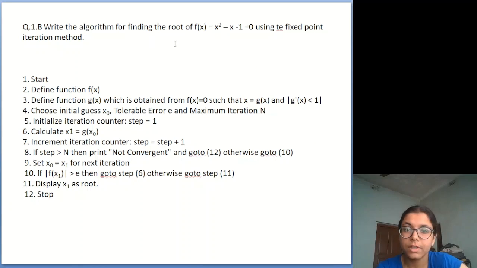With this, using the fixed point iteration method, we have found the root for our equation, that was f(x) equals x to the power 2 minus x minus 1 equals 0.